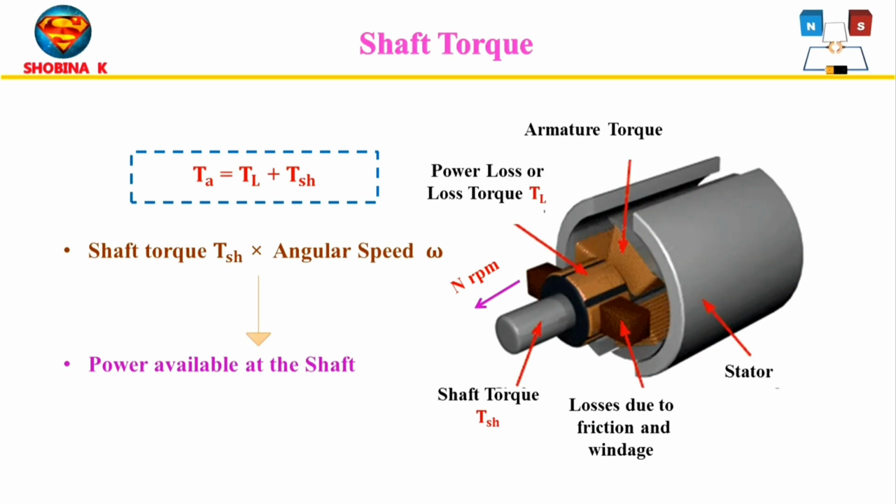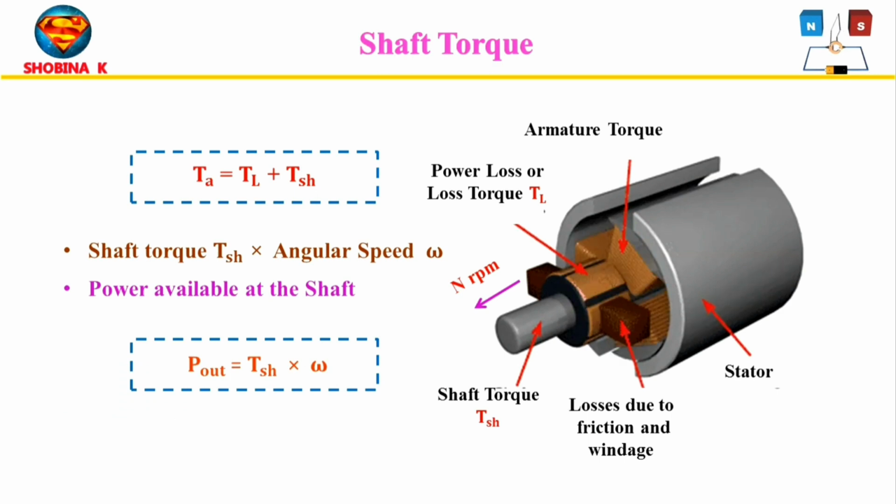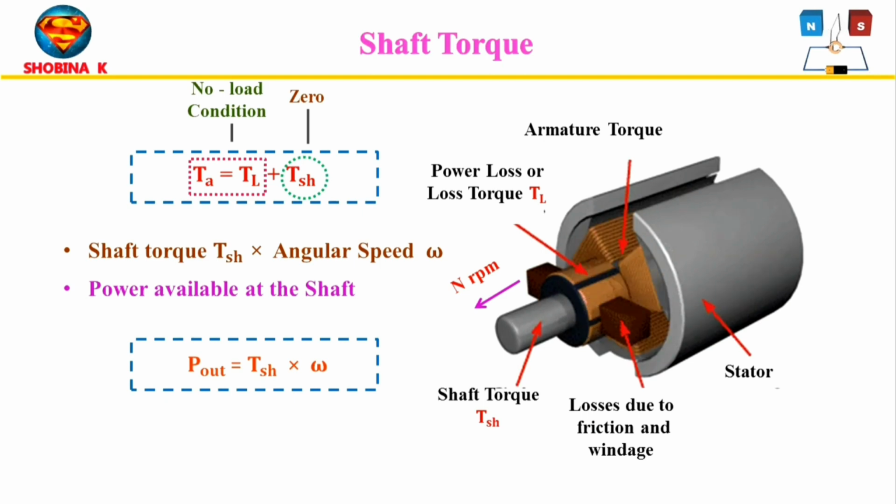The maximum power a motor can deliver to the load is called output rating of a motor. It is generally expressed in horsepower. Therefore, the net power output of a motor P out is equal to shaft torque into angular speed omega. Now at no load condition, there is no load connected to the shaft. Hence, no shaft torque TSH is produced. Therefore, at no load condition, motor keeps on rotating at the speed of N RPM with armature torque TA. So, the armature torque has to satisfy only the loss torque due to friction and windage losses.